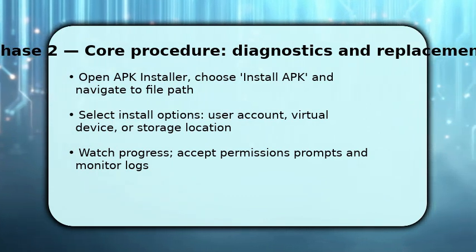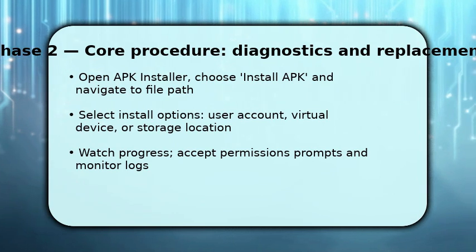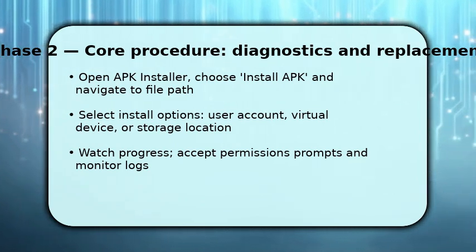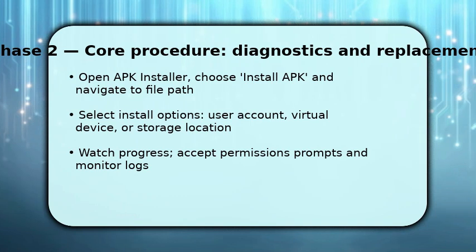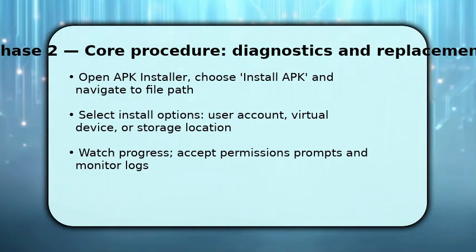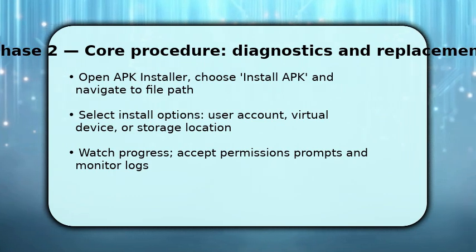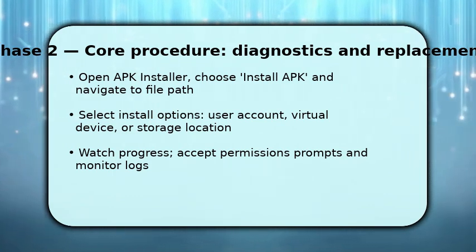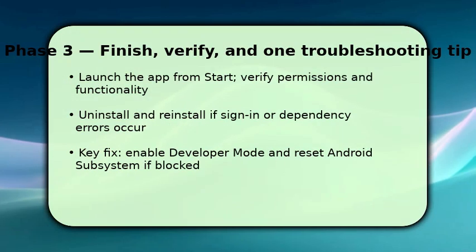During installation, accept any Android permission prompts and keep an eye on the progress bar and logs so you can spot missing dependencies. If the installer shows warnings, read them. They guide whether to adjust settings or retry. Once the install completes, launch the app from Start and test core features. You want to confirm permissions and network access.